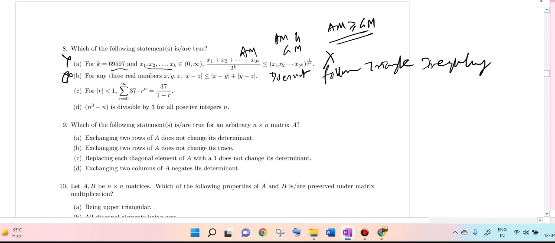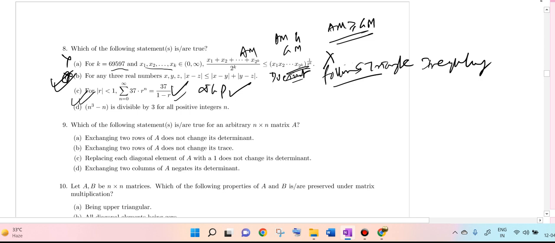No, sorry. Utilizing the triangle inequality, this actually, no, sorry, my mistake. So this actually follows. This follows the triangle inequality, so we can say this is correct. Next is r to the power n, infinite GP, 1 by r, infinite GP. So this is also correct.